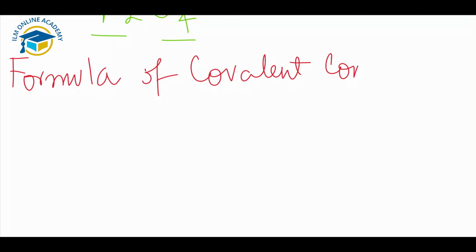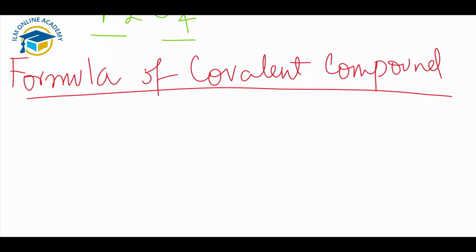First, formula of covalent compounds. Atoms of each element have a combining power, and we call it the valency. Valency is the combining power of the atoms of the elements. It is the number of electrons to lose or gain for a full outer shell, or you can use the valency to find the chemical formula.